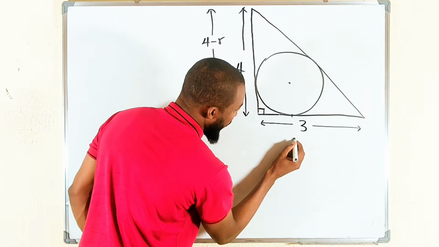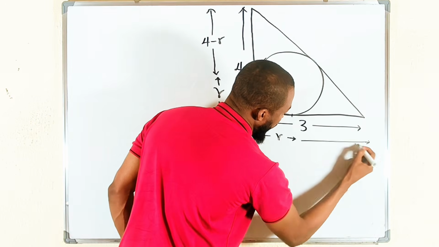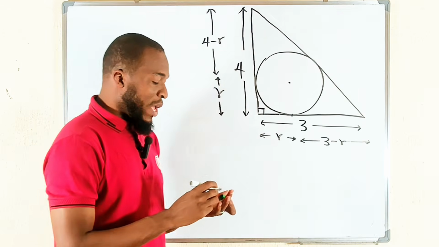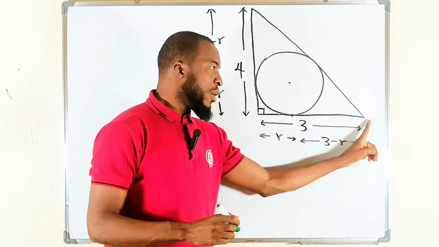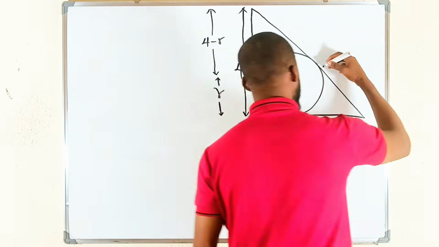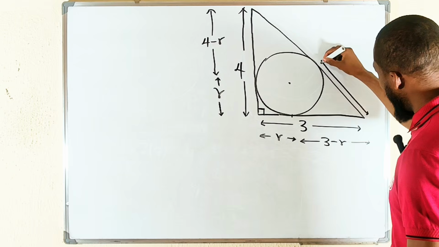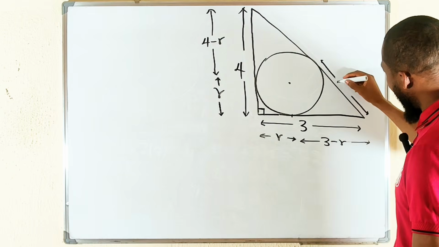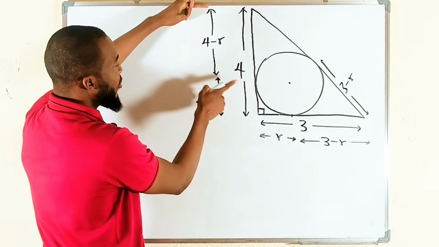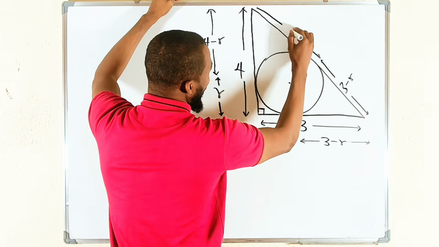The same thing here. This is r, and the remaining part will be what? 3 minus r. So because we have learned that from the point of tangency to the point where the two tangents meet is equidistant, similarly, from this point of tangency to this point where the two tangents meet will also be what? 3 minus r. Similarly, if you come here, from the point of tangency to this point is 4 minus r. Similarly, this is going to be what? 4 minus r.